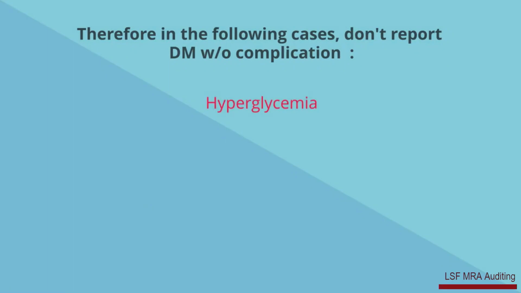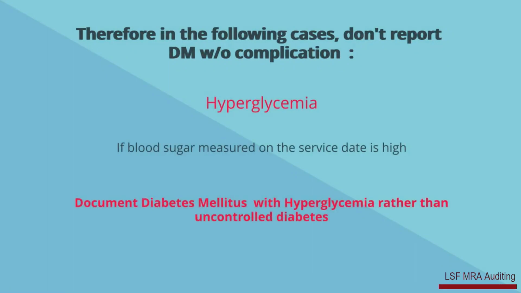If the patient is a known diabetic and the blood sugar measured on the service date is high, document diabetes with hyperglycemia rather than uncontrolled diabetes, since uncontrolled diabetes is an unspecified diagnosis with two different meanings: diabetes with hypoglycemia and diabetes with hyperglycemia. Therefore, to avoid confusion, we need to be specific by documenting diabetes with hyperglycemia.